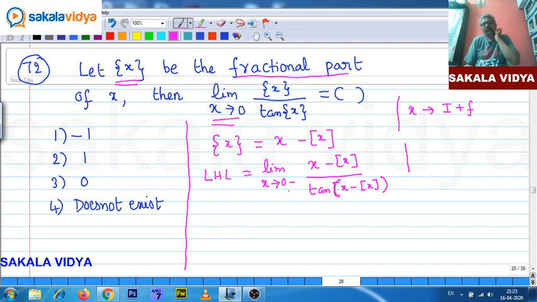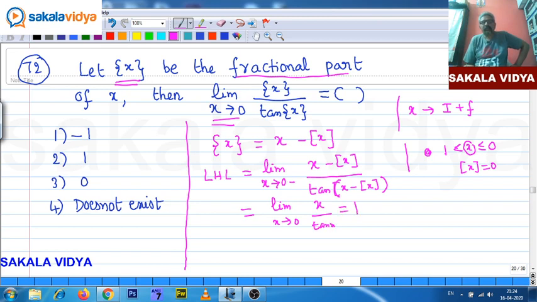Here you can write, minus 1 less than x less than or equal to 0, that means the integral part of x is equal to 0. This means limit x tends to 0 of x by tan x, you will get 1, this limit is 1. Now you find RHL, right?